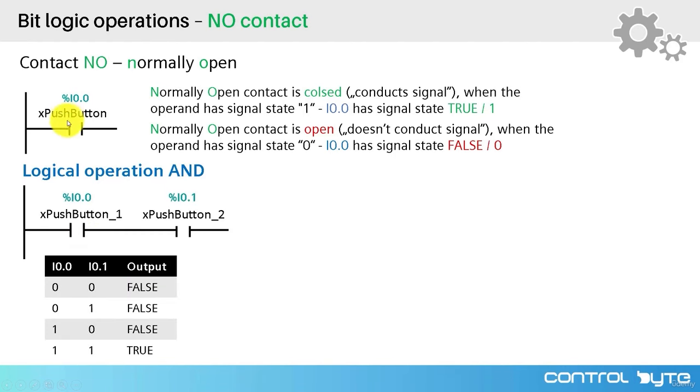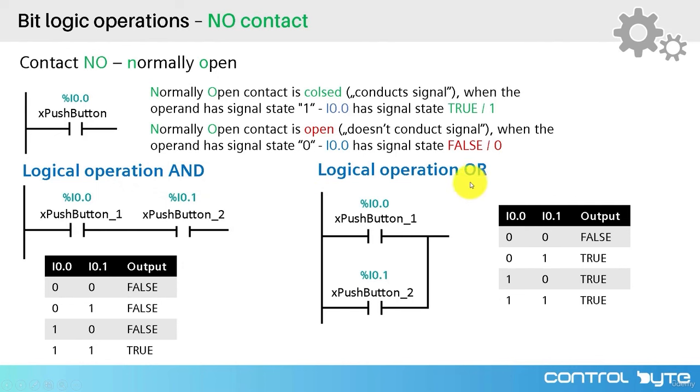What can you do with a normally open contact? You can form logical operation AND, and logical operation OR. You can build logical operation AND in your ladder diagram by placing two normally open contacts in series. The result of this operation, the signal state after the second normally open contact, is presented in this truth table. As you can see, both operands from the first and second normally open contact must be true, must be in high state, to generate the signal of value true at the output of this operation.